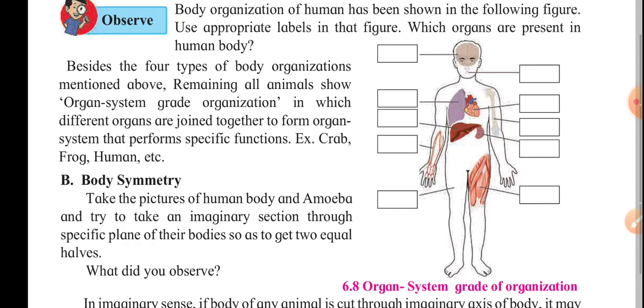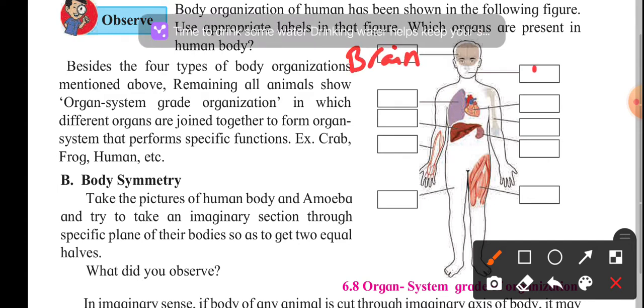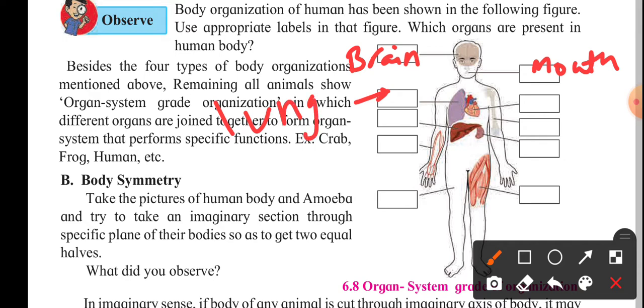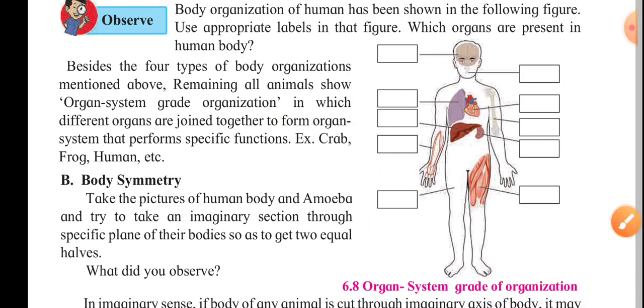In this they have given blanks, so you have to write down the names. The first one is the brain, then here we have the mouth, or you can also write tongue, then here we have lungs, here you can write heart, here you can write bone, then here you can write gallbladder, then this side you can write liver, then you can write nerves, then here you can write muscles, you can write thigh. So there are different parts of the body you can write.